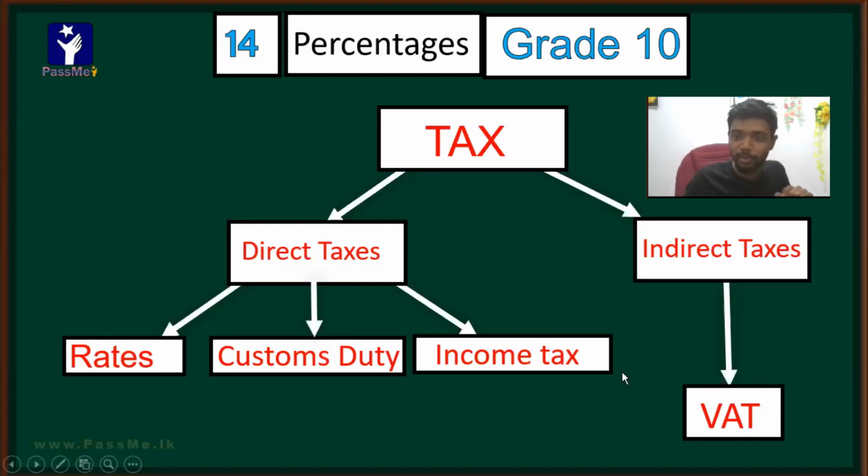Finally we are going to study about the VAT as the indirect tax. Before that we move to the first category, which is direct taxes. So direct taxes are again categorized into three for your syllabus only: rates, customs duty, and income tax. So I'll go one by one to explain all these things very smoothly. Then you can understand what I'm talking about.